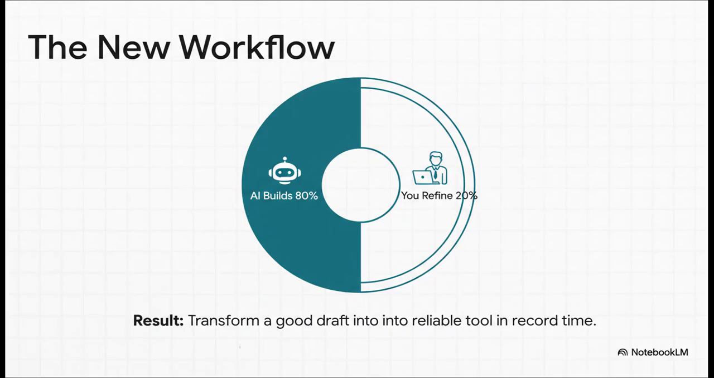Think of it like this. Here's the new workflow. You use agent mode to build out that initial, say, 80% of your model. You save all those hours of manual setup and formula writing. Then you apply your expertise to test, validate, and refine that final 20%. And that's how you transform a good AI draft into a perfect, reliable tool.